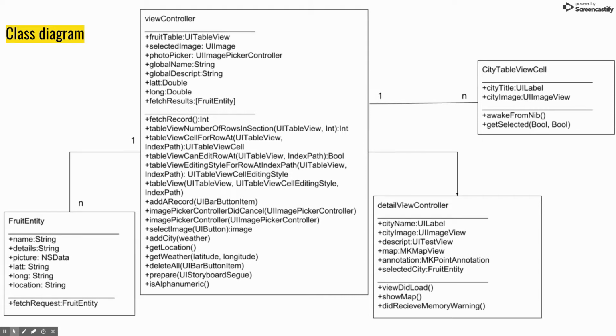The detail view controller is the other main part of this app. It pulls from the get selected in the city table view cell and knows which fruit entity is being passed into it. From there, it updates the detail view with the name, the image in a large format, the description, the map, and it annotates the map. The detail view controller also has a show map function, which allows us to see the location of the post.